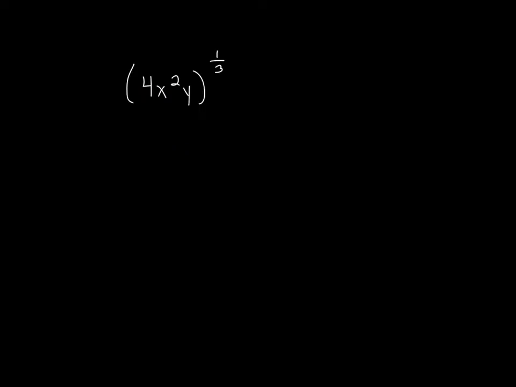Okay, here's another example. My base, 4x squared y, becomes my radicand. Look at the numerator for your exponent. It's a 1, which is assumed, so we don't need to actually write that. And then our index is a 3. That's not assumed, so we do need to add the index. So it would be rewritten, the cubed root of 4x squared y.